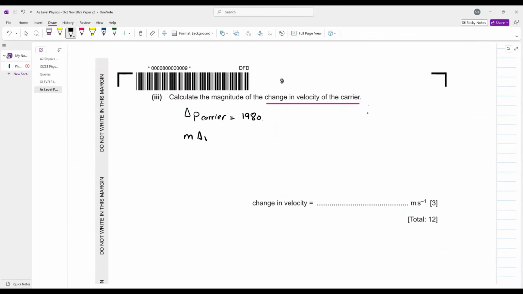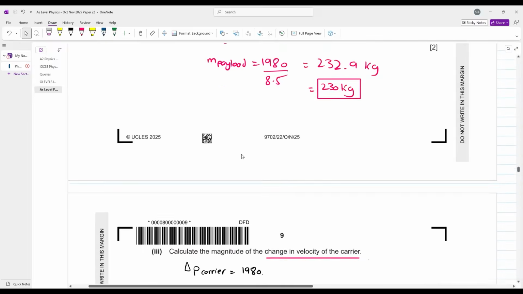Mass into change in velocity of the carrier is 1980. How will you calculate the mass of the carrier? बेटा, कैरियर का मास किस तरह निकालोगे? यस, नाउ दिस इज अ बिग प्रॉब्लम. कैरियर का मास किस तरह निकालोगे? हाउ विल यू कैलकुलेट दिस मिसिंग कंपोनेंट?